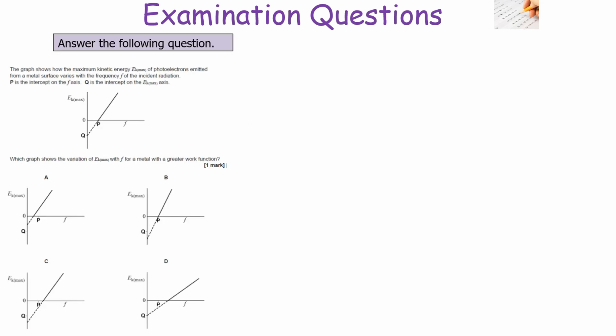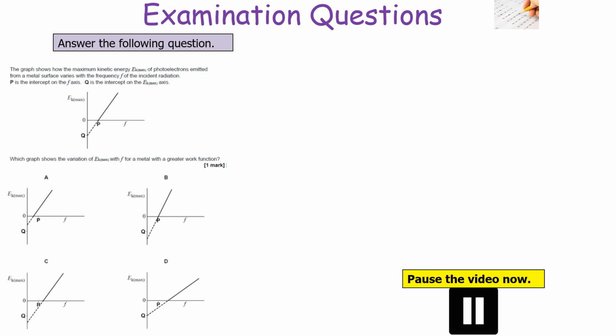The next question says, this graph shows how the maximum kinetic energy of photoelectrons emitted from a metal surface varies with the frequency of incident radiation. Which graph shows the variation of EK max with f for a metal with a greater work function? So pause the video now, then unpause the video when you want to go through your answers.